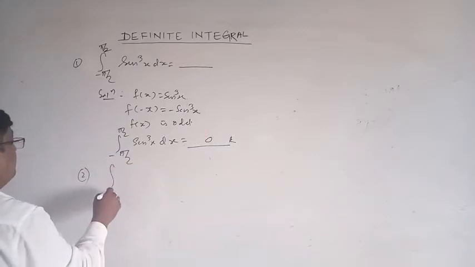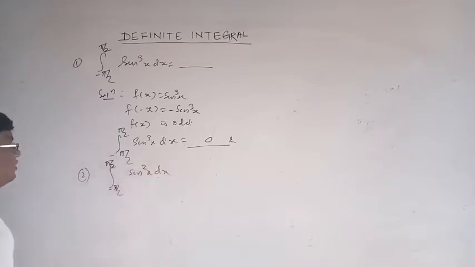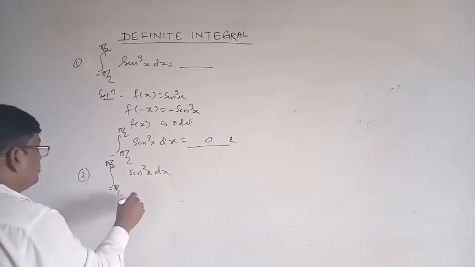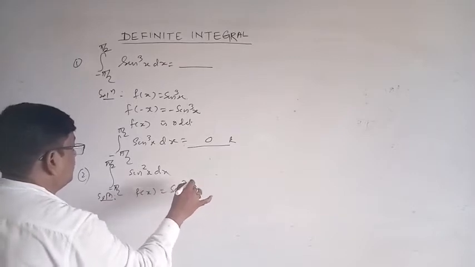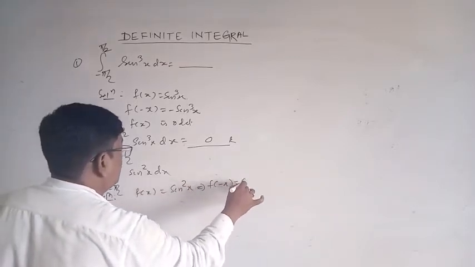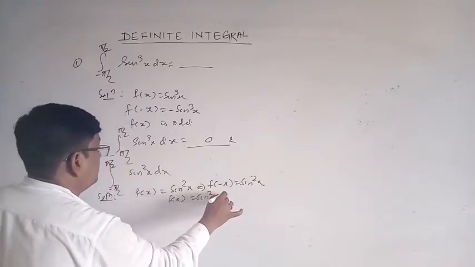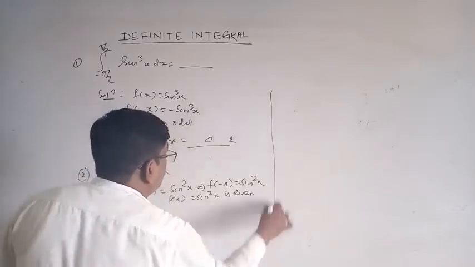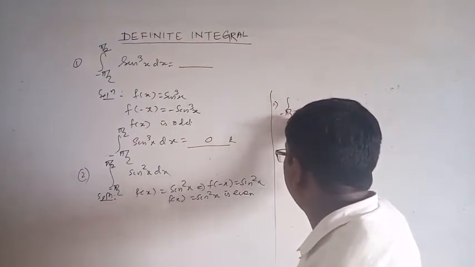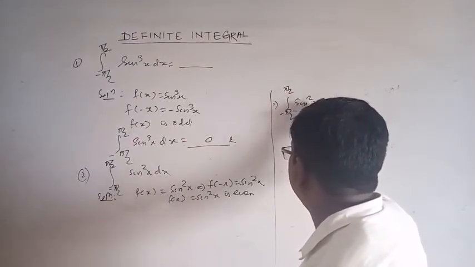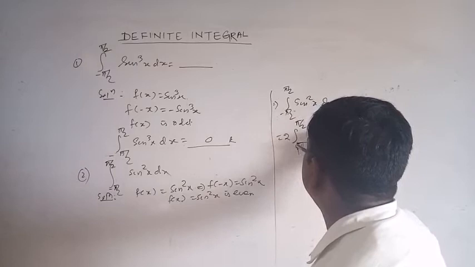Now another question. The integral from minus pi by 2 to pi by 2 of sin square x dx. Sin square x is an even function. Solution: f(x) is equal to sin square x, so f(minus x) is equal to sin square x. So f(x) is even. Therefore the integral from minus pi by 2 to pi by 2 of sin square x dx is equal to 2 times the integral from 0 to pi by 2 of sin square x dx.